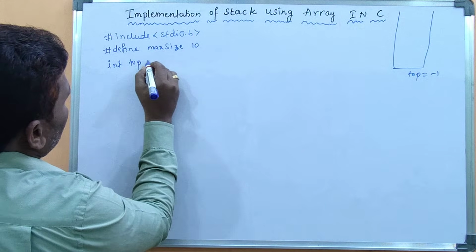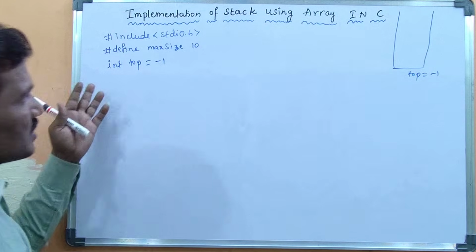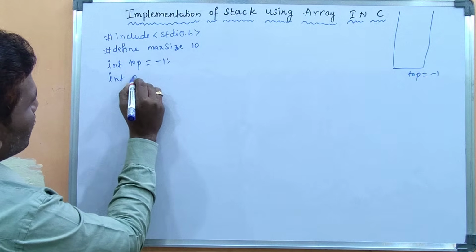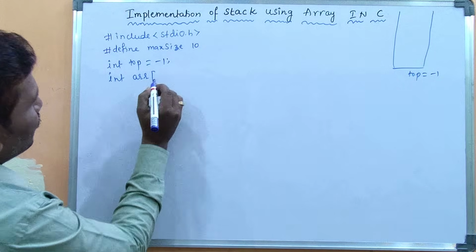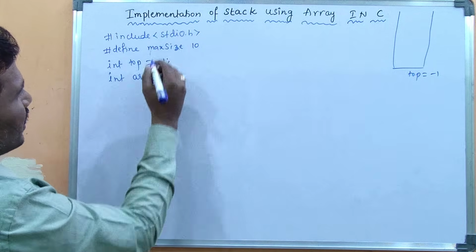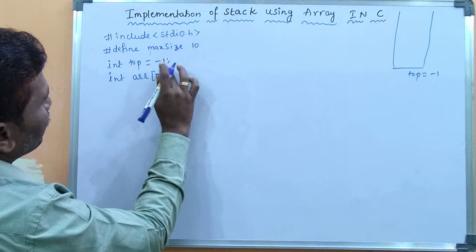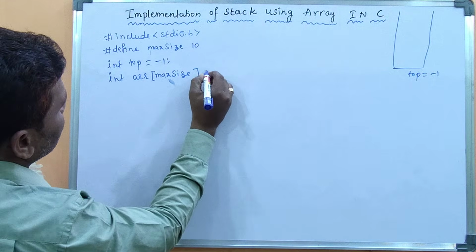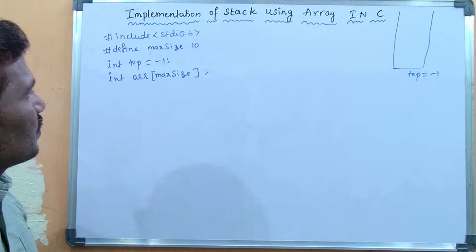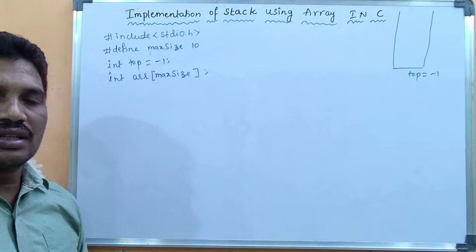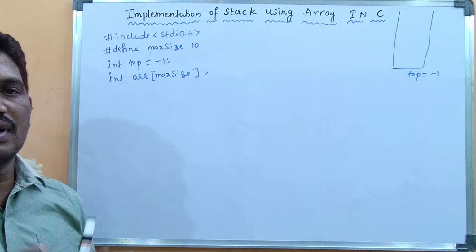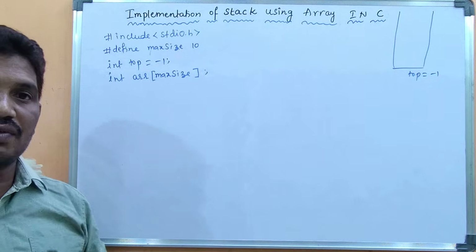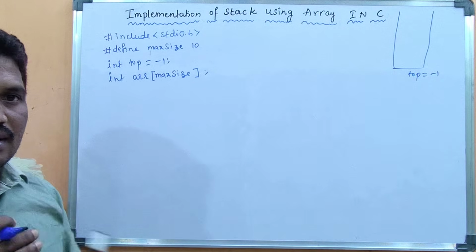Here top equals -1, because they are global variables, we know it. Then int, I am declaring the array, arr of size. What size is given here? The max size. Then I will write the program one by one. I will write the program for the push, after that the code for the pop, and after that the code for the peek. Then you can easily understand.